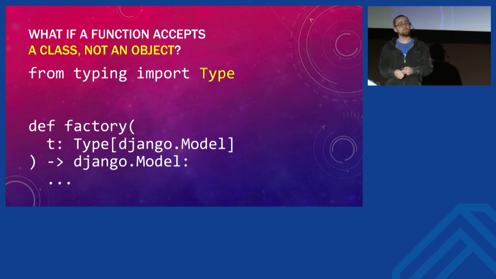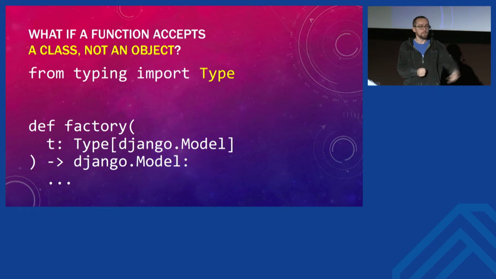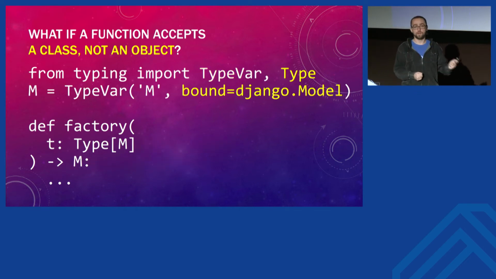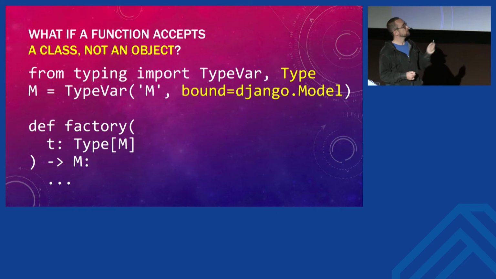I already showed you type vars, but sometimes the type var is not going to be enough. You have a T, but you're like, yes, I am going to return the same thing, but it has to be a Django model or its subclass. So you can bind type variables to a base type, which essentially means, yes, it's a type var, but it won't be valid unless it's a Django model or its subclass.